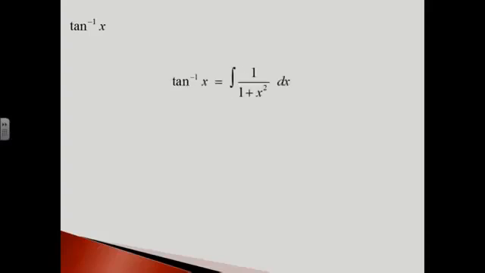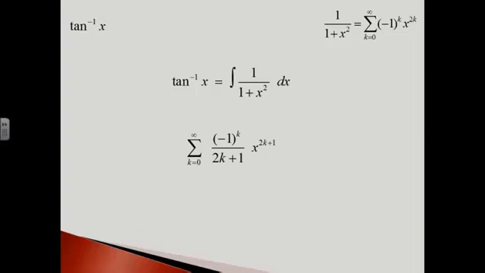Find the Maclaurin series for the inverse tangent of x. Notice that the given function can be written as the integral of 1 divided by 1 plus x squared. We have found that 1 divided by 1 plus x squared equals sigma k equals 0 to infinity of minus 1 to the power of k multiplied by x to the power of 2k in the previous example. Integrating the series term by term, we get sigma of minus 1 to the power of k divided by 2k plus 1 multiplied by x to the power of 2k plus 1.